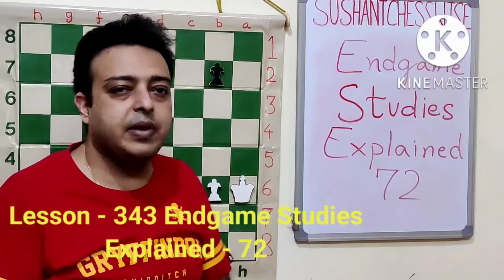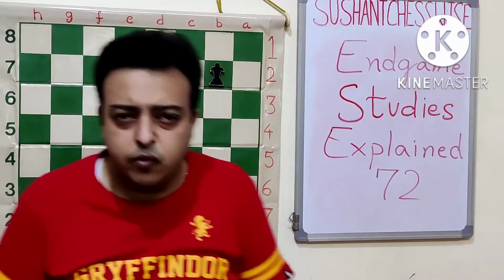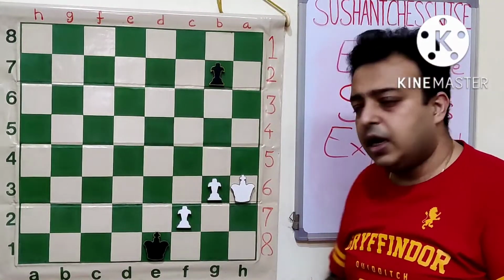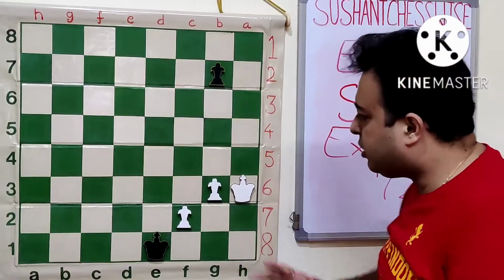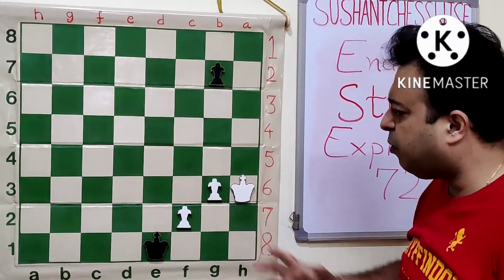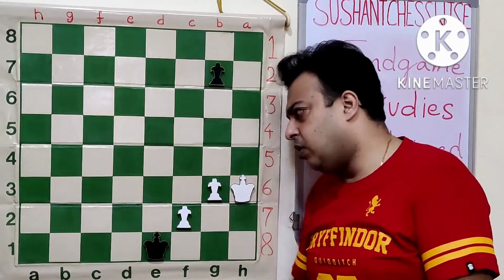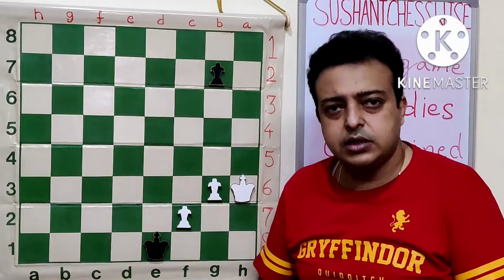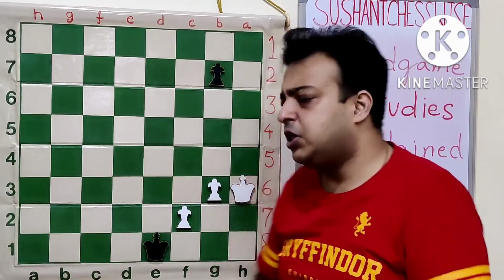Today we are at the next topic, that is the endgame studies explained. We are at the 72nd position of our topic. Today we have got a king and pawn endgame position here. It's white to play and win. The position is somewhat tricky though. It looks very easily winning at first, but there are some complications. So let's get down to the position quickly.